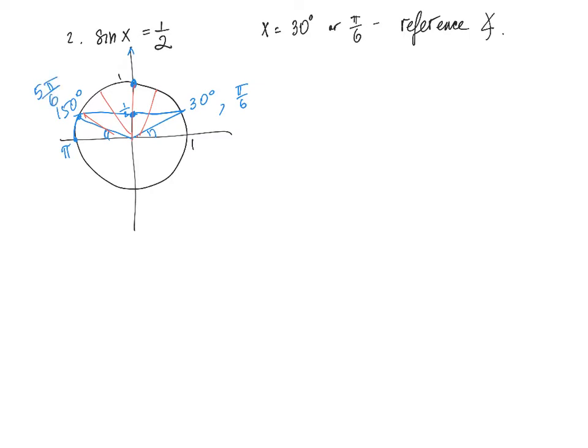So if we want solutions from 0 to 2 pi, I guess I'll stick to radians for now, then you can just say it's either pi over 6 or 5 pi over 6. And we are good. Oh, yes. Now, what will be harder?